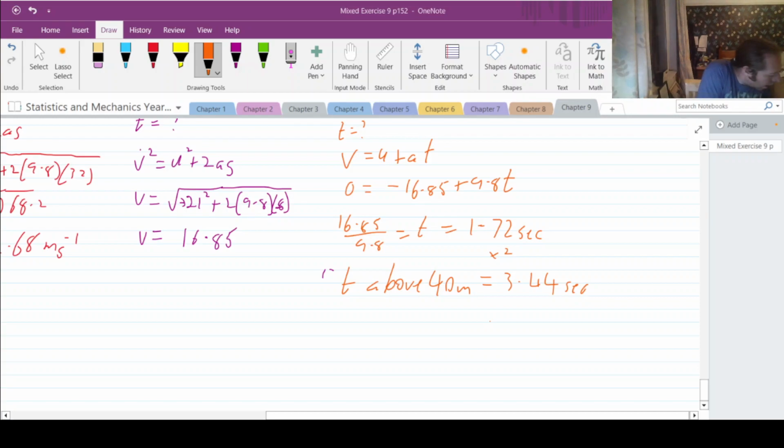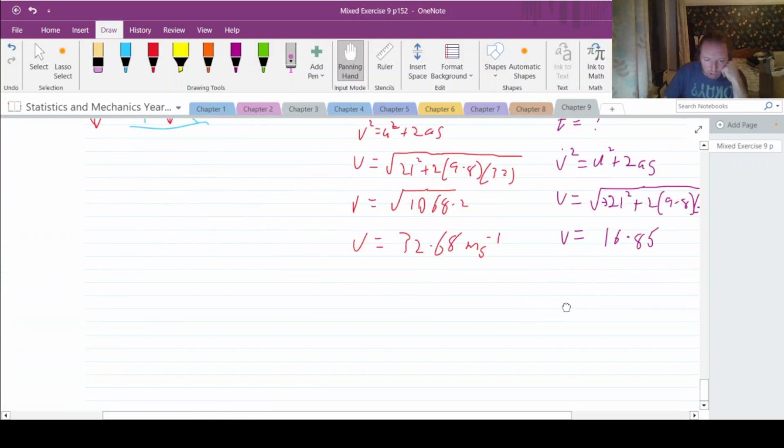Brilliant. Last bit, sketch a velocity time graph for the motion of the pebble from the instant it is projected to the instant it hits the ground, showing the values of t at any point where the graph intercepts the horizontal axis. Okay, so what is draw a graph?